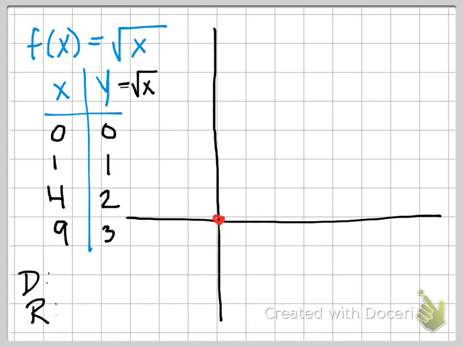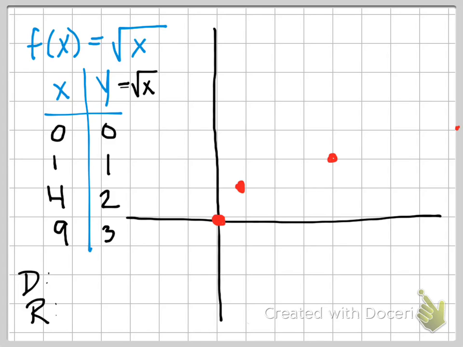So I have a (0, 0). And we have a (1, 1). And then we have a (4, 2). And I don't have room to get to 9, but you should have enough room on your paper. 4, 5, 6, 7, 8, 9. So it'd be somewhere over there.